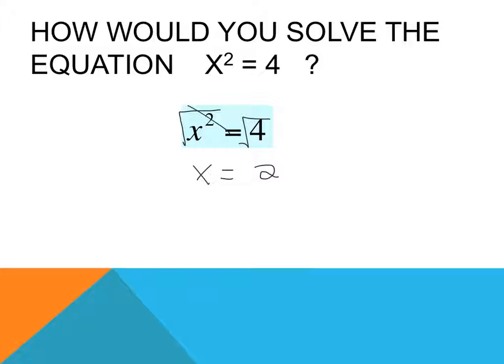But it's actually both positive and negative 2, since if we work backwards and plug those both in and square it, we know that positive 2 squared is 4, but negative 2 times itself is also positive 4. So every time you take the square root of a number, you're going to get two solutions, both the positive and negative version.